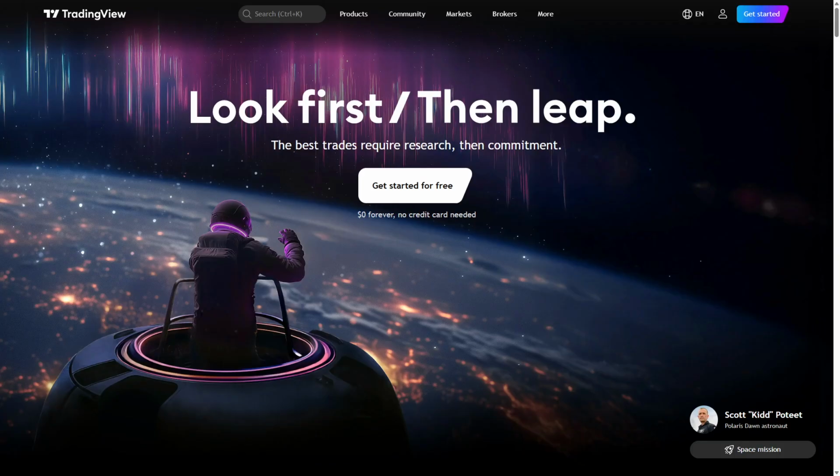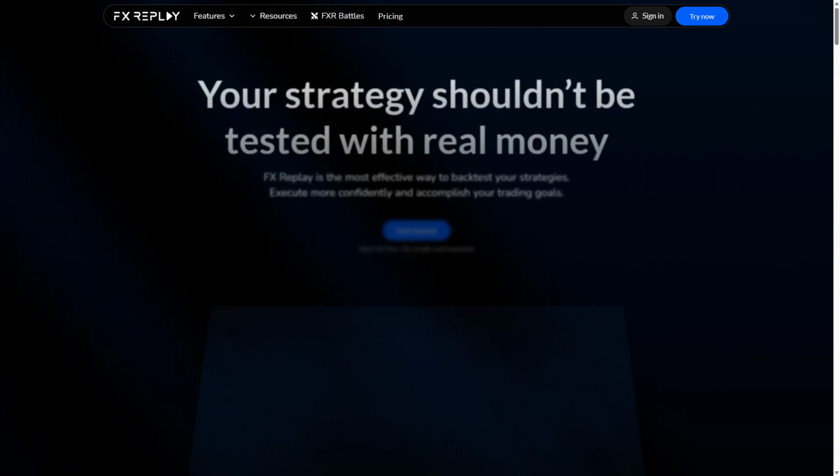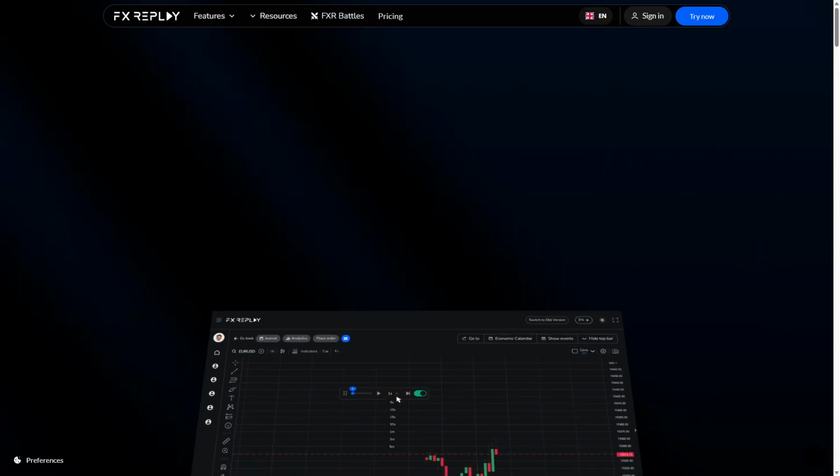Choose TradingView if you want powerful scripting, broad market access, and fast strategy validation with integrated charts and community resources. Choose FX Replay if your focus is on mastering trade execution and practicing strategies in a realistic market replay environment. Both tools excel in their domains, so select based on whether you prioritize automated backtesting or detailed live simulation.